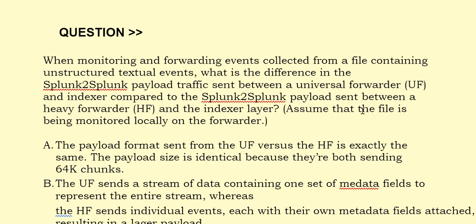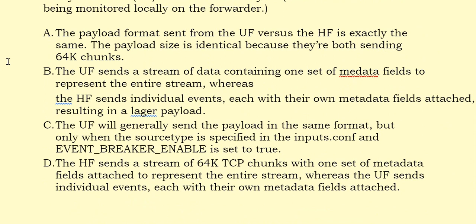Our next question is, when monitoring and forwarding events collected from a file containing unstructured textual events, what is the difference in the Splunk-to-Splunk payload traffic sent between a universal forwarder (UF) and an indexer compared to the Splunk-to-Splunk payload sent between a heavy forwarder (HF) and the indexer layer? Assume that the file is being monitored locally on the forwarder. Option A, the payload format sent from the UF versus the HF is exactly the same. The payload size is identical because they are both sending 64K chunks.